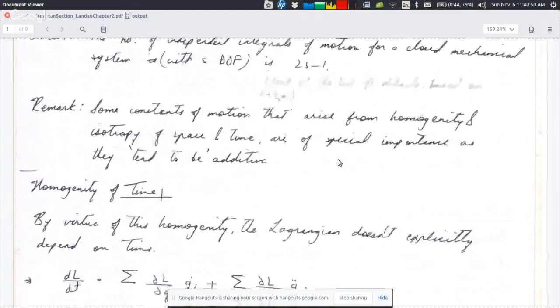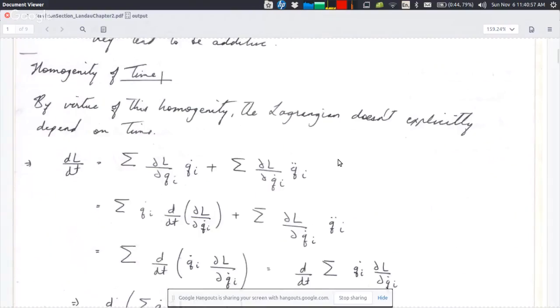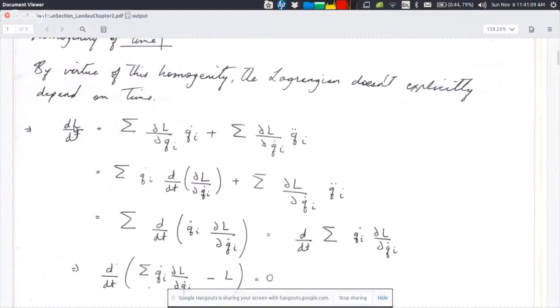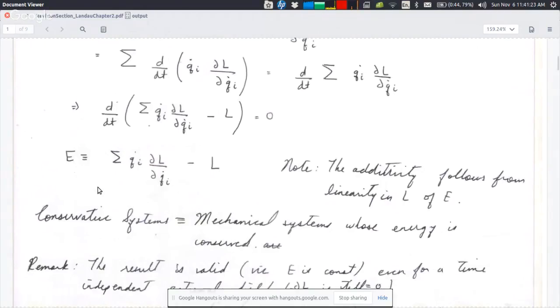Now the remark is that some constants of motion that arise from homogeneity and isotropy of space have special importance, and we looked at the homogeneity that is given by time. So if we assume that del L by del t is 0, or that any change under sending t to t plus delta t is 0, it would effectively mean that when you write dL by dt, the del L by del t term will not be there. And when you do the calculation, you find that this expression here, which is the term for energy, does not evolve with time.